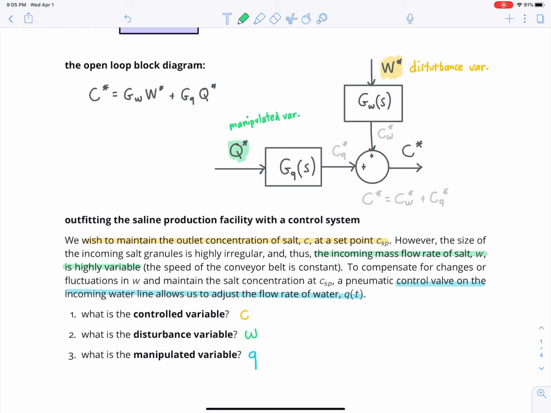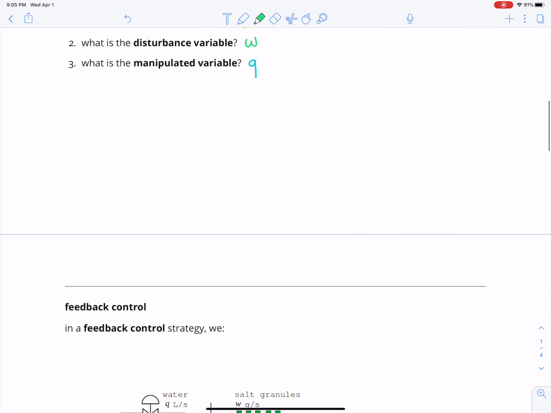So the idea is when the disturbance variable, which we can't control, fluctuates or varies, it will in turn affect C through its contribution here, right? But the idea is to manipulate Q so that this cancels out CW, it counteracts the effect of CW, and maintains C star at 0, which means that C is near its set point. That's the idea behind control theory.